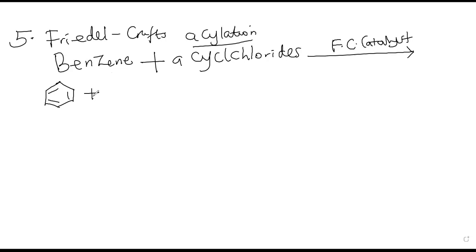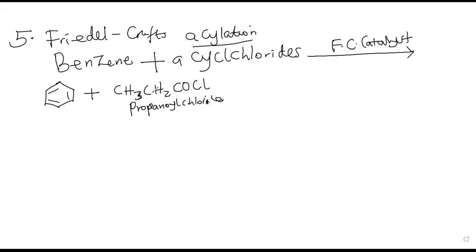reacting with an acyl chloride, for example, CH3CH2COCl. This is called propanoyl chloride. If it is CH3COCl, that is ethanoyl.